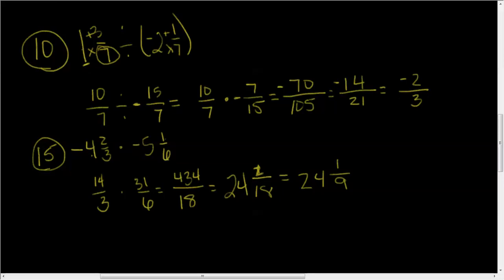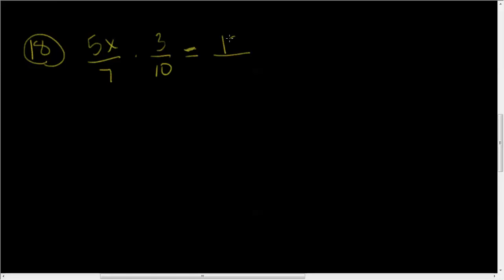Let's look at number 18. Also looks a little different. 5x over 7 times 3/10. Again, I just multiply straight across. The rules don't change just because it starts to look a little different with that 5x there. The rules haven't changed. So I have 5x times 3. That's 15x. And 7 times 10 is 70.